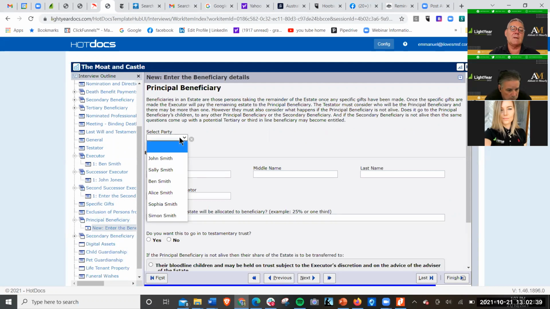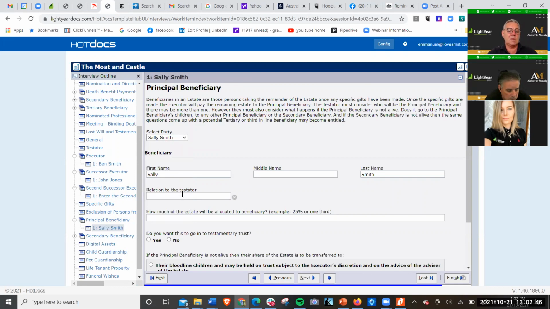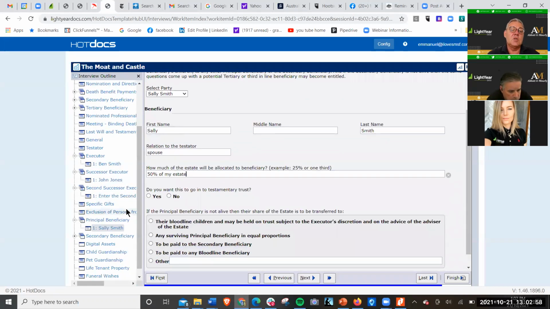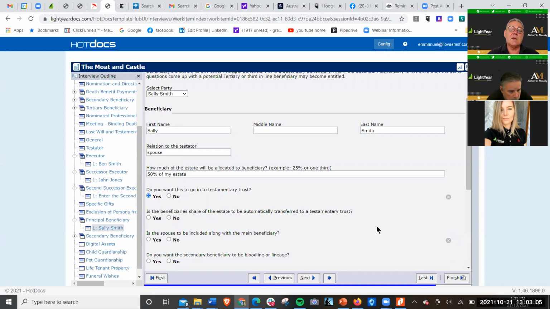So principal beneficiary. Here I'm going to go through Ben Smith. Actually, I'll go through Sally Smith here. And remember, this is where I didn't do this, so spouse. And when we have a look here, we might just say 50% of my estate, because remember, she's getting the property. Do you want this to go? Any specific gift or any specified percentage can go into a testamentary trust. So we then go in there. Then we've got a series of options, because we're building this testamentary trust on the fly compared to the other one, which is more a short form.